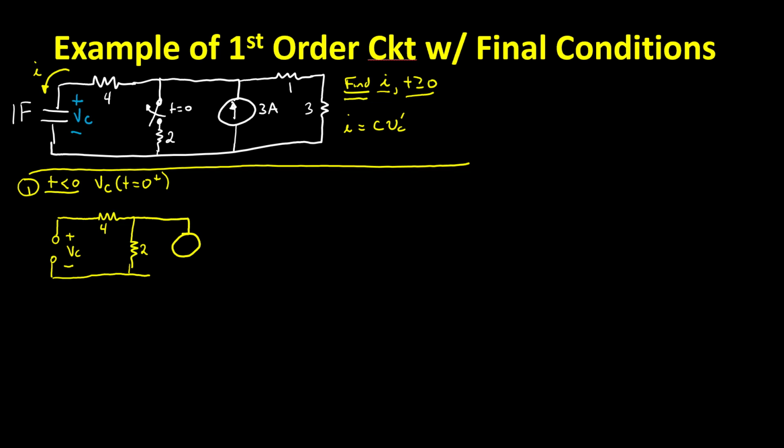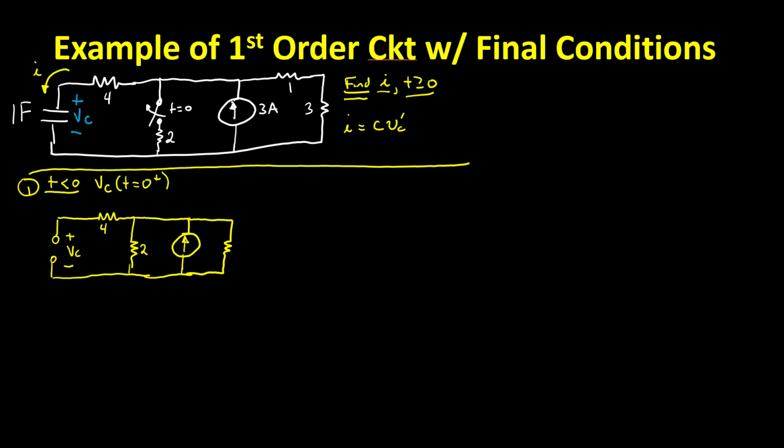And again, realize that even though we are asked to find I, I'm not drawing it here because our first goal is to find V sub C. Now I've got these two resistors and they're clearly in series, so rather than draw each one separately, I'm going to simplify what I can.